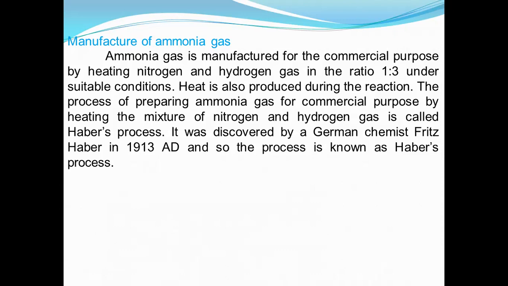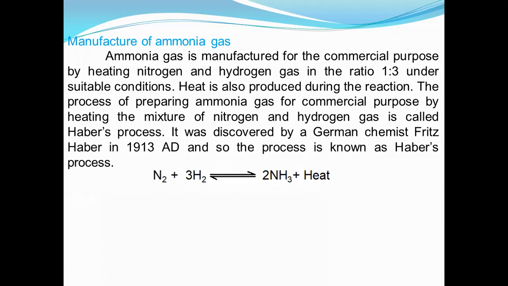Ammonia gas is manufactured for commercial purposes by heating nitrogen and hydrogen gas, nitrogen 1 ratio and hydrogen 3 ratio, under suitable conditions. So first of all, we have to supply heat, and ammonia is produced during this reaction. So N2 plus 3H2, with balancing for that, and ammonia gas is produced here.